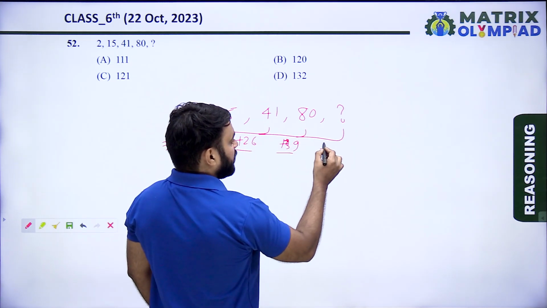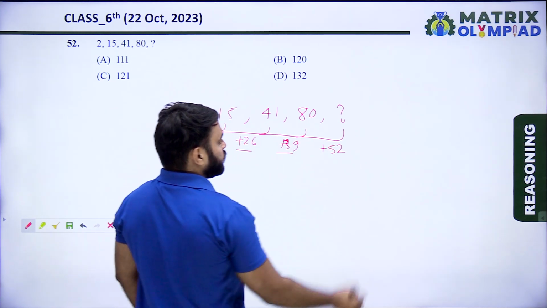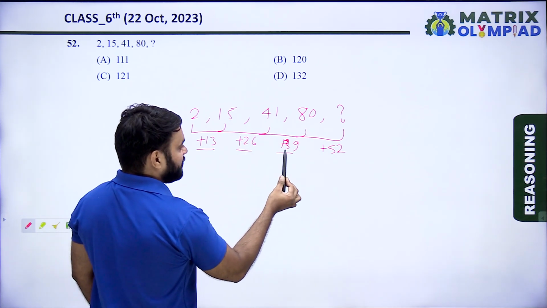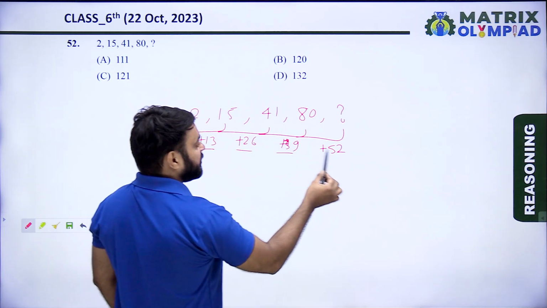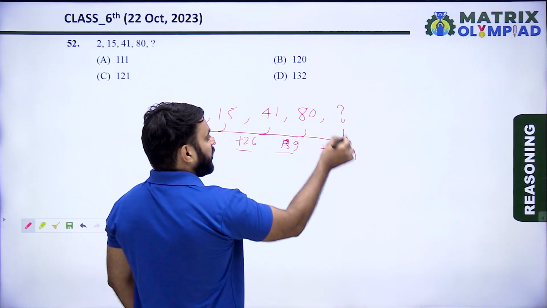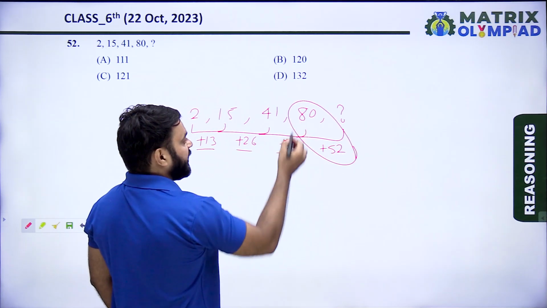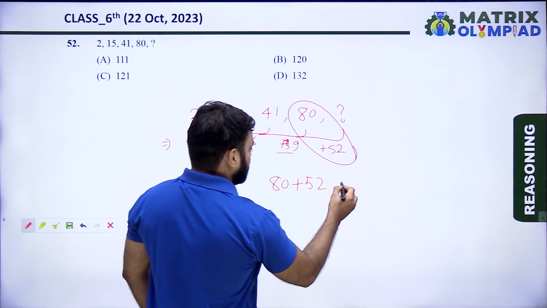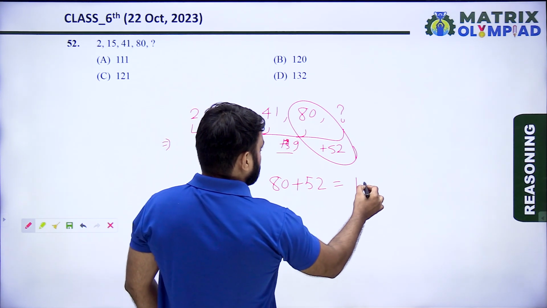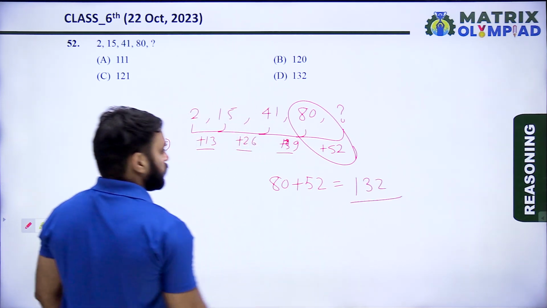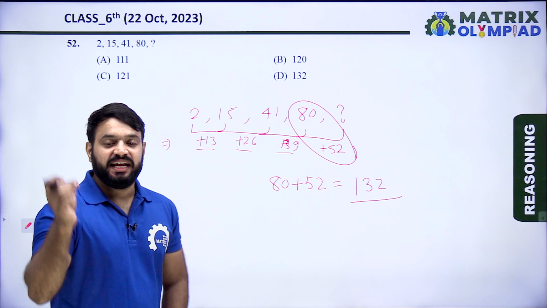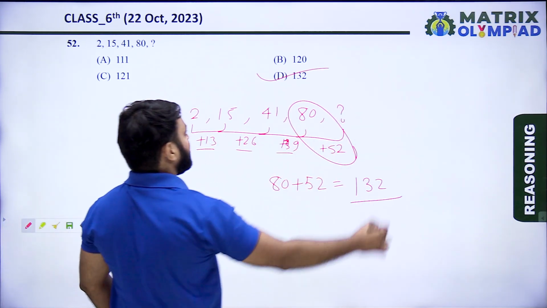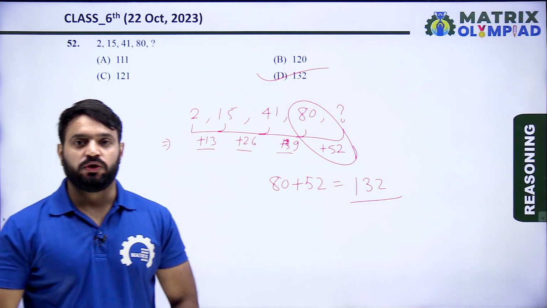Now adding plus 52. 13 times 1 is 13, 13 times 2 is 26, 13 times 3 is 39 and 13 times 4 is 52. Now adding 52 to 80: 80 plus 52 means 132. So 132 is the next number of this series. It means option D is the correct answer of this question.